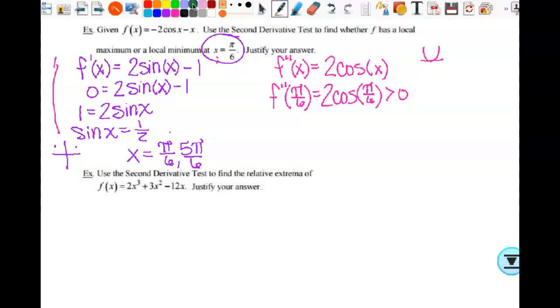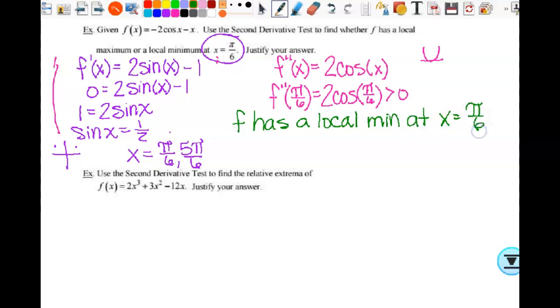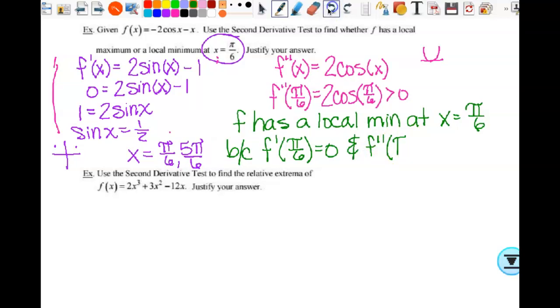So then we can say that f has a local min at x equals pi/6, because f prime of pi/6 equals 0, because that was a 0, and f double prime of pi/6 is greater than 0.